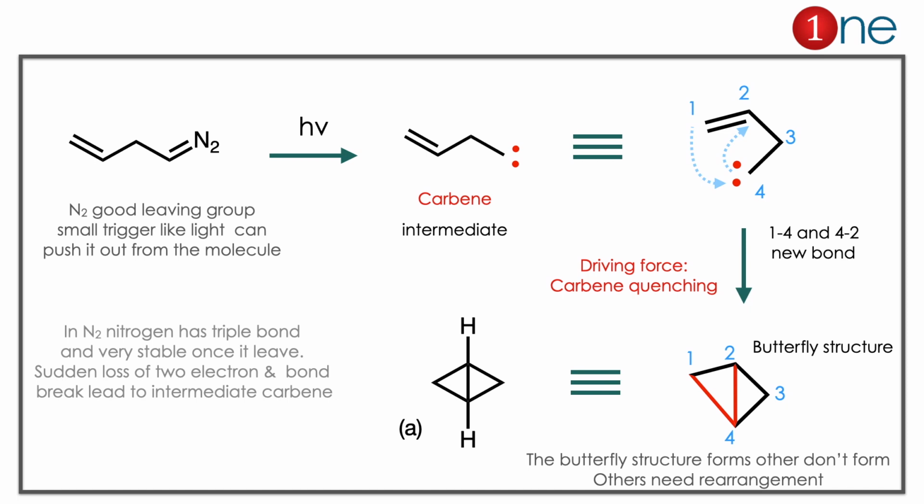Here you have to learn 2 important things. One is carbene formation. The carbene is formed from the azo compound. The sudden removal of nitrogen leads to the carbene. The second thing is quenching of the carbene. Here the butterfly structure is possible. This quenching doesn't involve any elimination of hydrogen or isomerization.